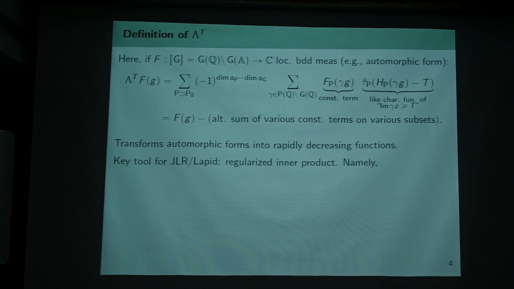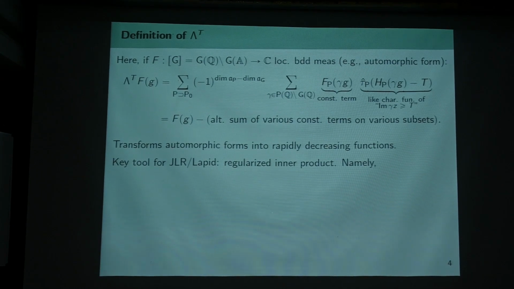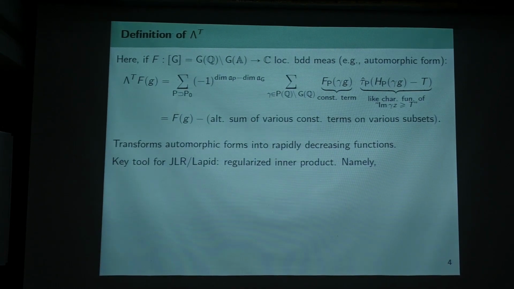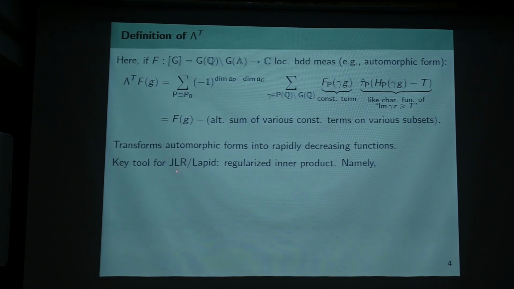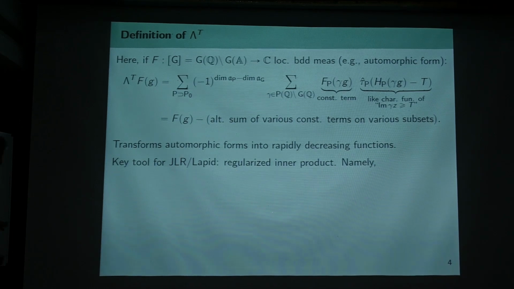Okay, so now there had to be a proof of the inner product of Eisenstein series, and the key tool used by Jacquet, Lapid, Rogawski in the cuspidal case and by Lapid in the more general case is what is known as the regularized inner product. Okay, so what does regularized inner product mean?